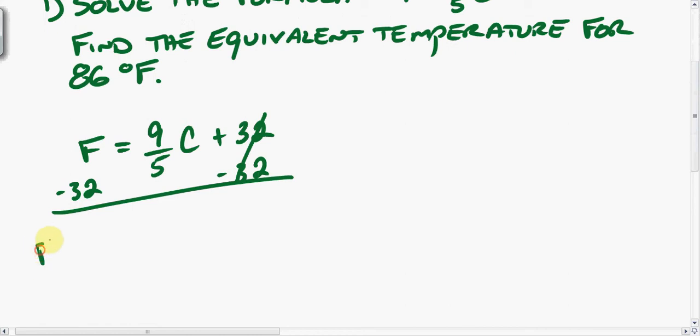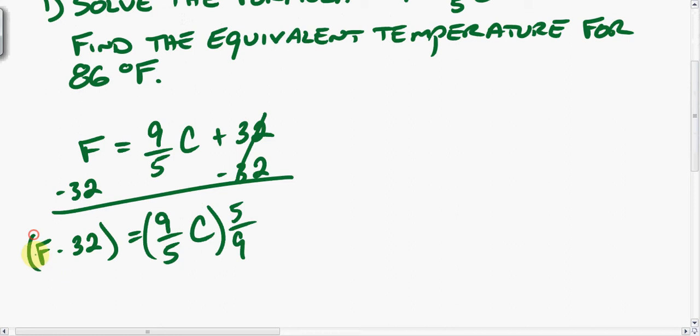F minus 32 is just that, F minus 32, and that's equal to 9/5 C. Next, I want to detach the fraction 9/5 from the variable C, and if you remember in previous videos, in order to do that, we're going to multiply both sides by the reciprocal of the fraction. The reciprocal of 9/5 is 5/9. So I'm going to multiply both sides by 5/9.